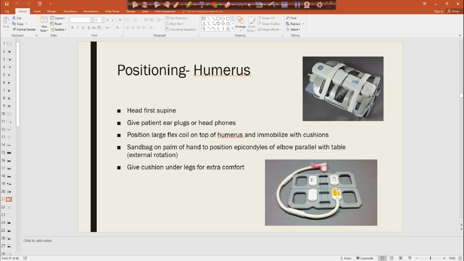So for a humerus, we want external rotation. We put the sandbag on the palm so that the epicondyles are parallel with our table. And then what's in profile on the humerus? The greater or the lesser tubercle? Greater. The greater tubercle. Yep.